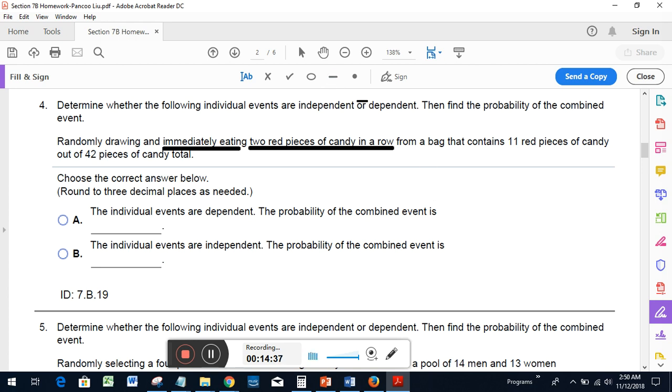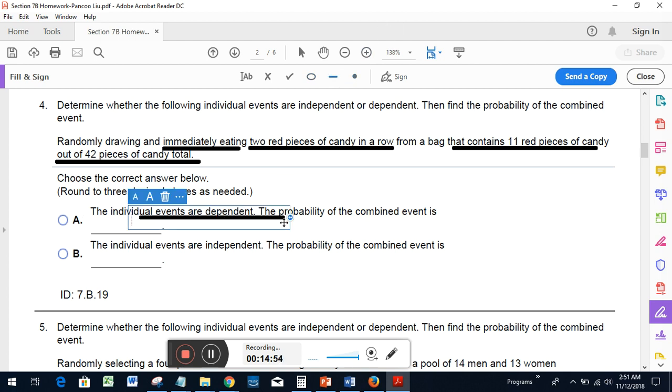So here they say your bag contains 11 red pieces of candy out of 42 total. Because they're immediately eating, that means your probabilities will be changing each time. It's going to be considered a dependent event. I'm going to go bubble in A here.